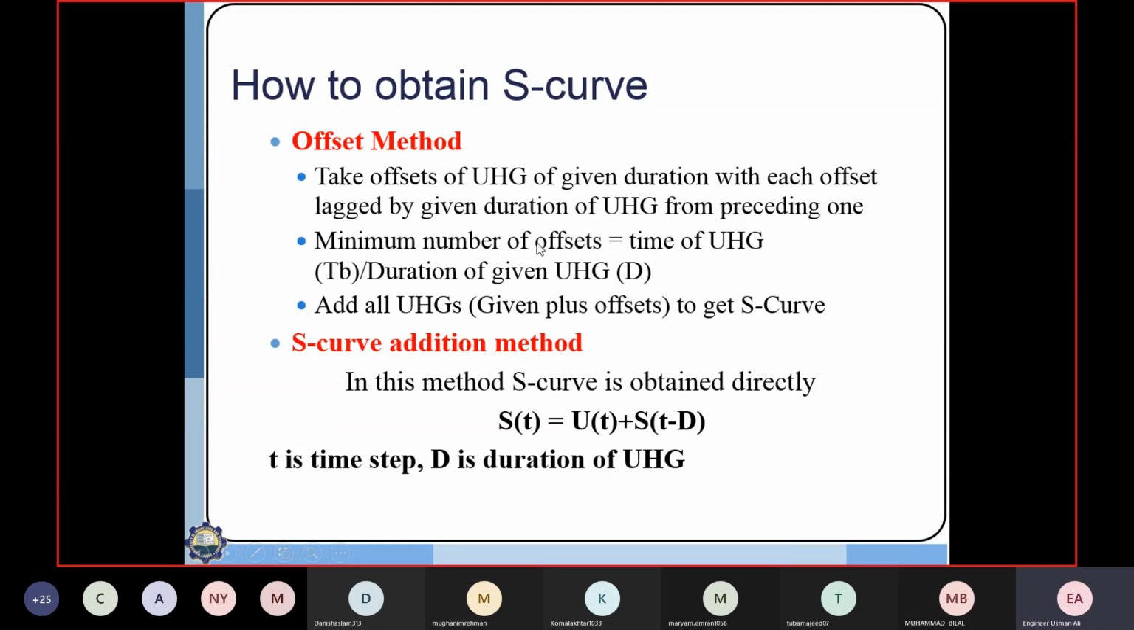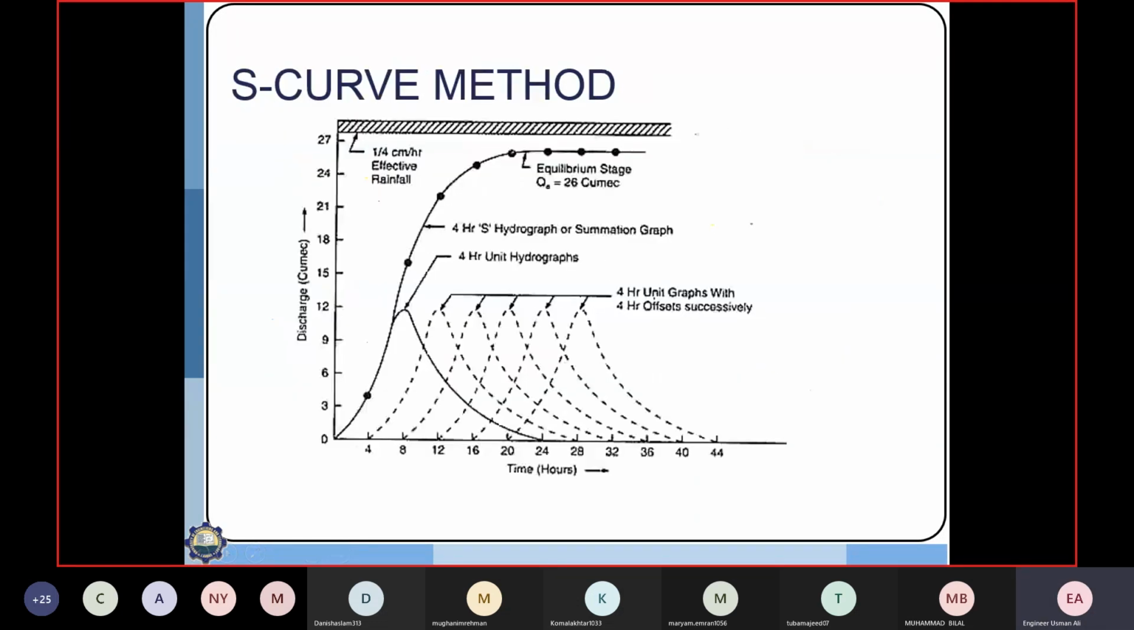How many offsets to be taken? The minimum number of offsets to be taken is equal to the time base of the unit hydrograph, TB, over the duration of the given unit hydrograph, D. For example, if the time base of the unit hydrograph is 24 and the duration is 4, then 24 divided by 4, so there must be at least 6 offsets to be taken.